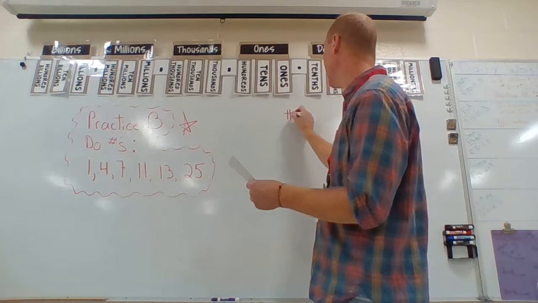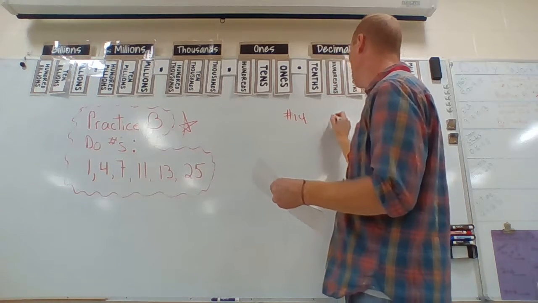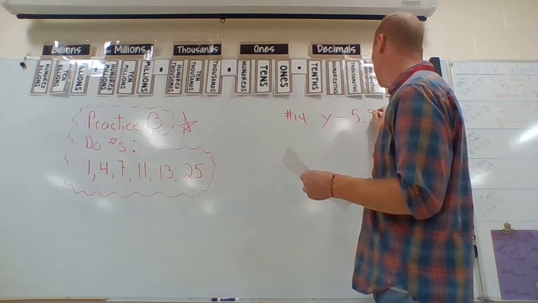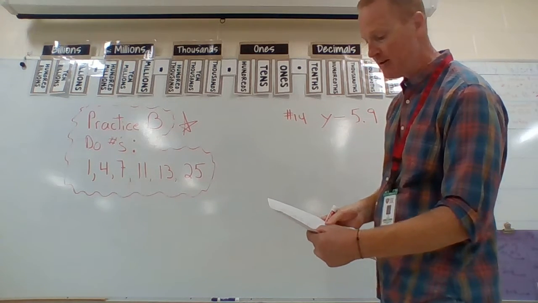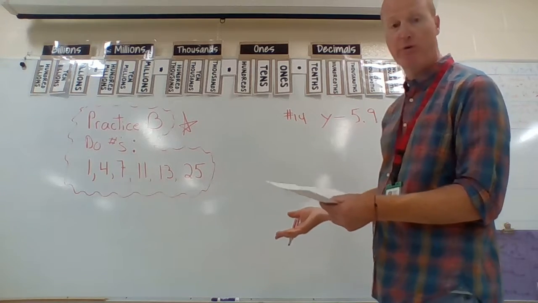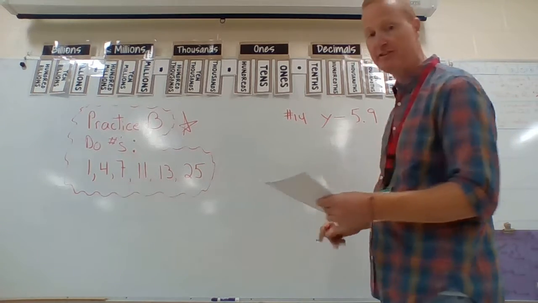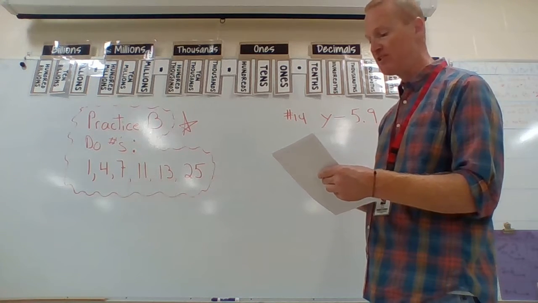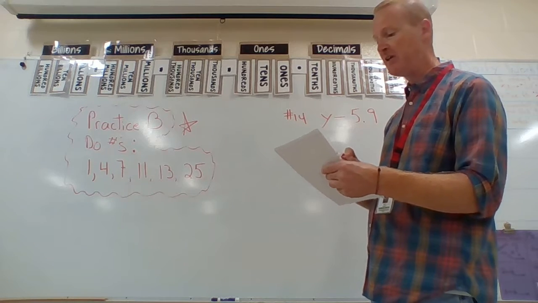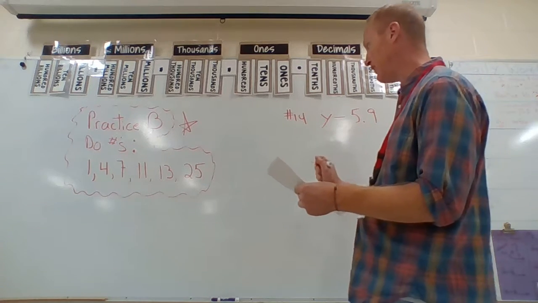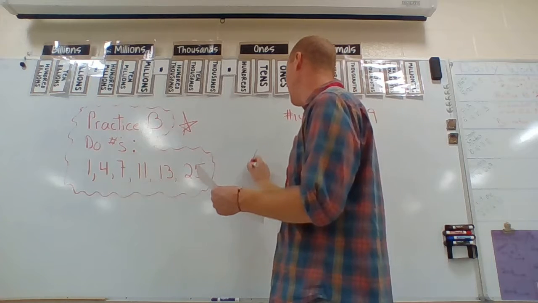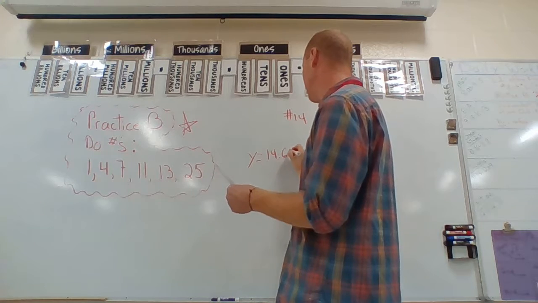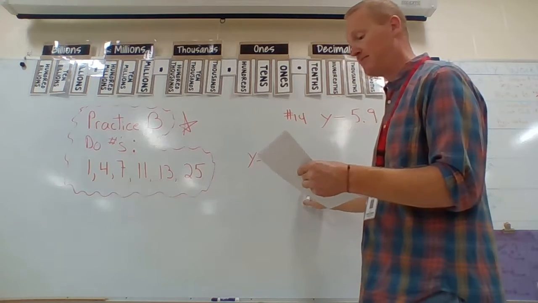Number 14 says y minus 5.9. The directions at the top say that x equals 39.6. There is no x in this problem, so we don't need to worry about x. And it also says that y equals 14.65 or 14 and 65 hundredths. So I'm going to write that off to the side, okay? Y equals 14 and 65 hundredths.